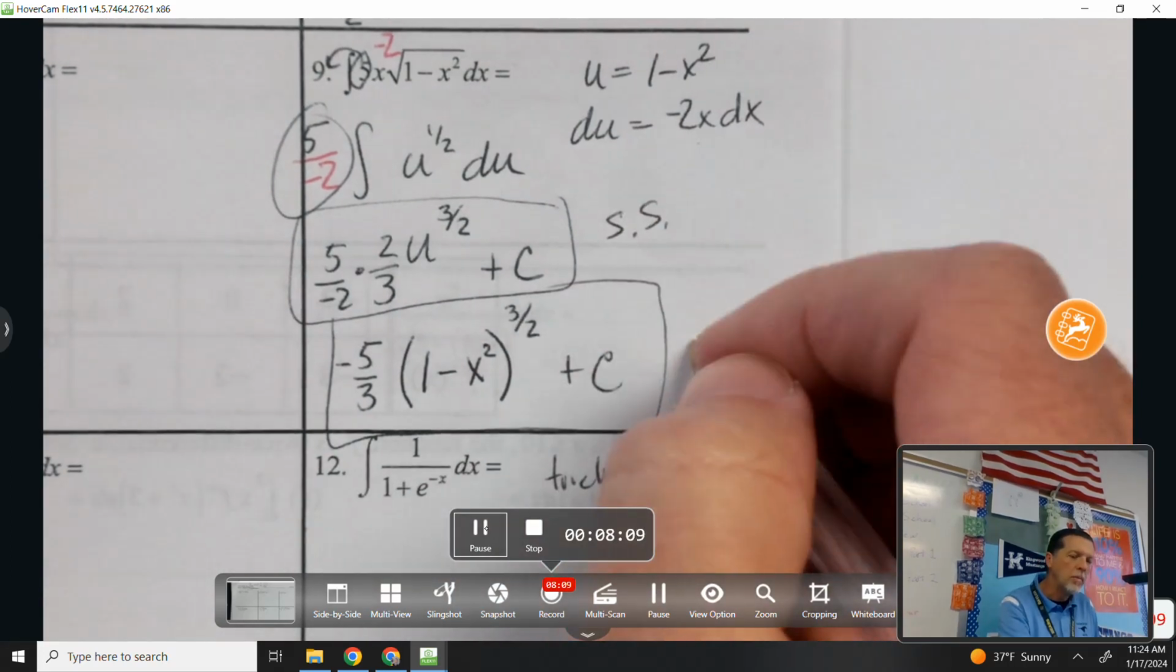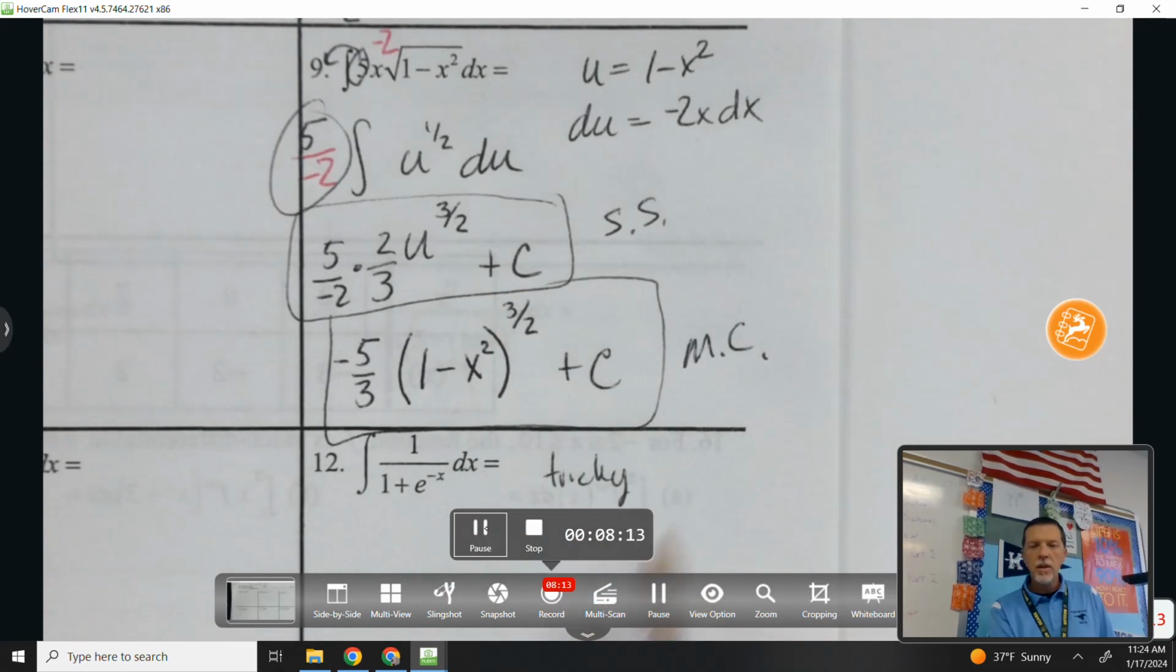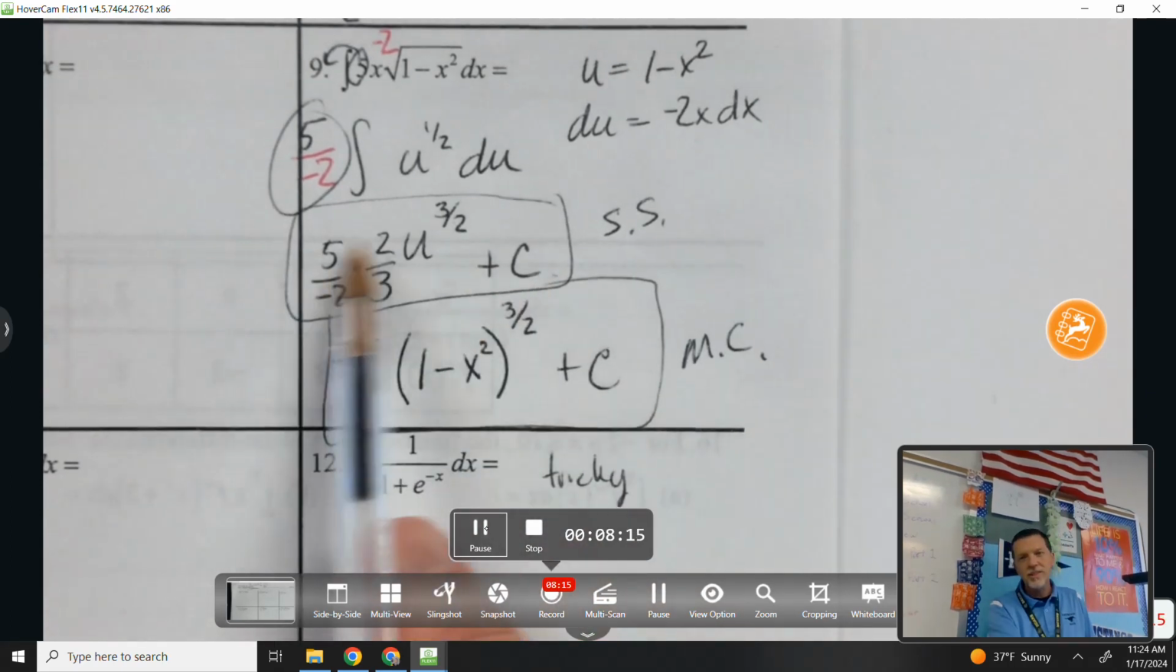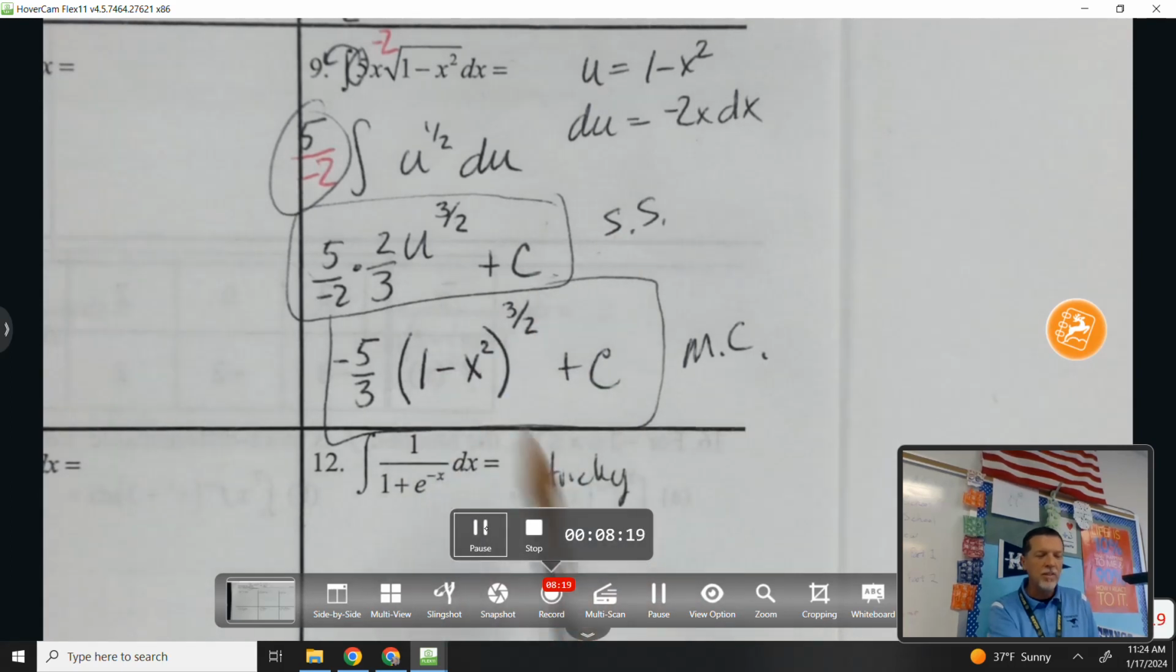Again, most of the test is multiple choice, so that's why I keep simplifying. But for the 4 free response questions, by all means, safe stop them. Don't risk making a dumb mistake somewhere.